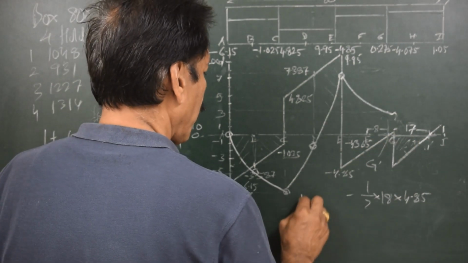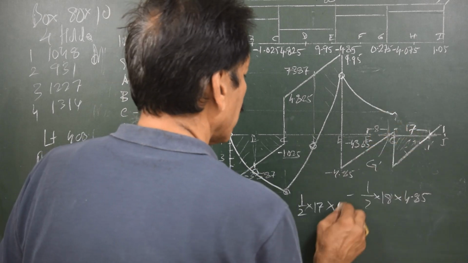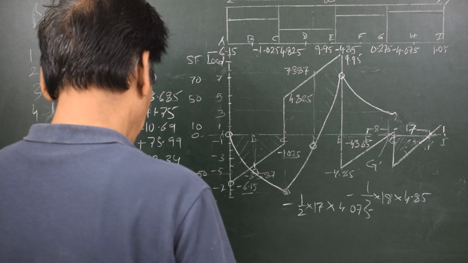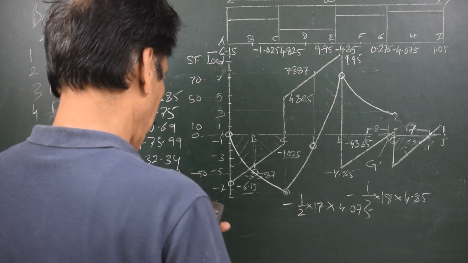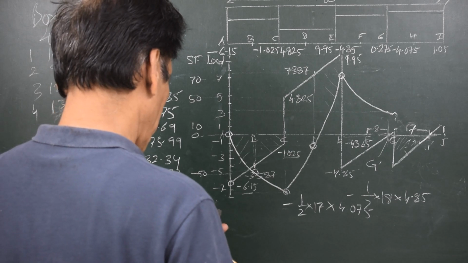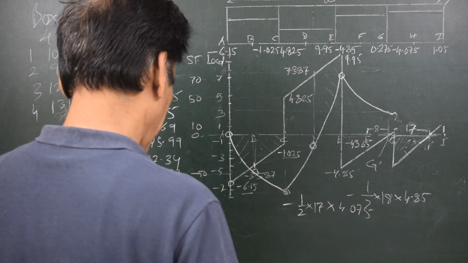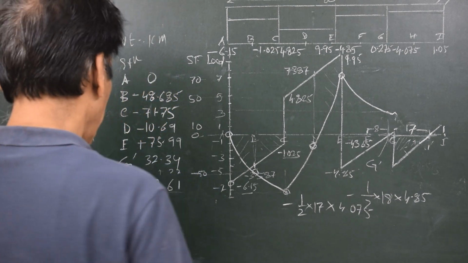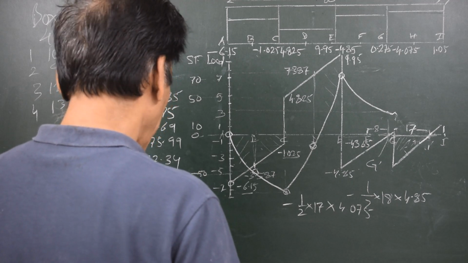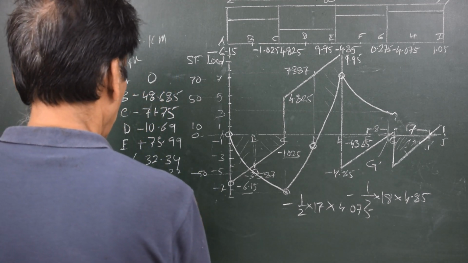This side appears to be 17. This is only approximate. And the height is 4.075. So the negative area is 17 into 4.075 divided by 2, which gives me 34.63. This I treat with 32.61, which gives me minus 2.075, minus 2.075.